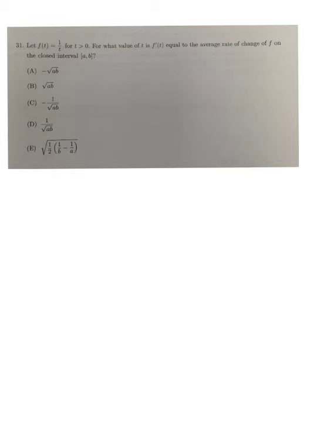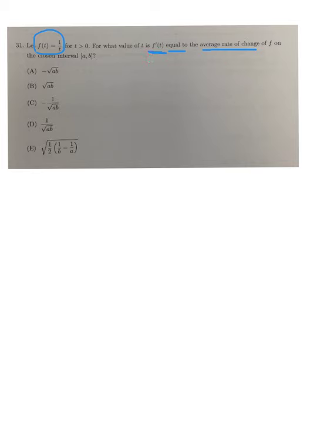All right, so they give us f of t, and they want to know for what value of t is f prime of t. So I know that I'm going to have to take the derivative of this, and I'm going to set it equal to, because it says equal to, and then it says average rate of change. So I'm going to take the derivative of f and set it equal to the average rate of change.